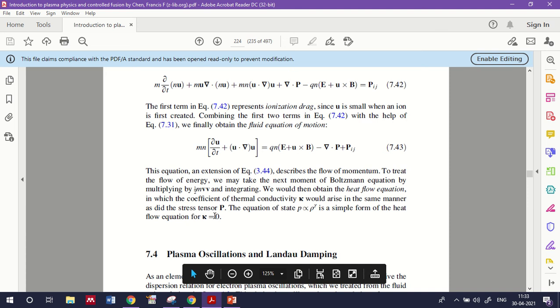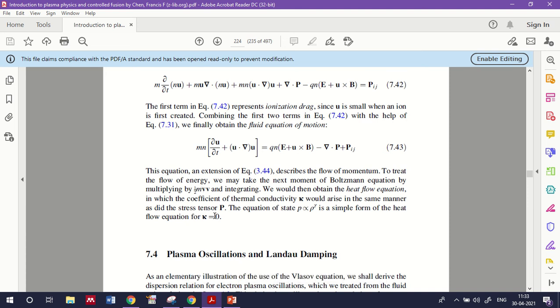So what we said in today's discussion is that, in the first case, we took the Boltzmann equation and the integral with respect to dv, and we obtained the equation of continuity. In the second case, we multiplied the Boltzmann equation with mv and took the integral, and from that we obtained the fluid equation of motion.